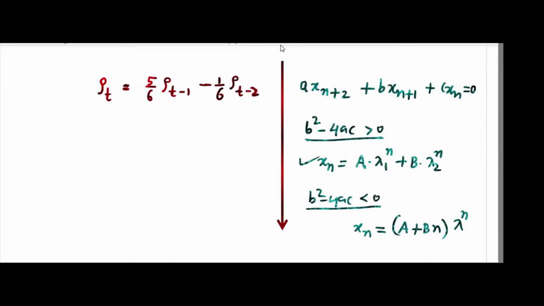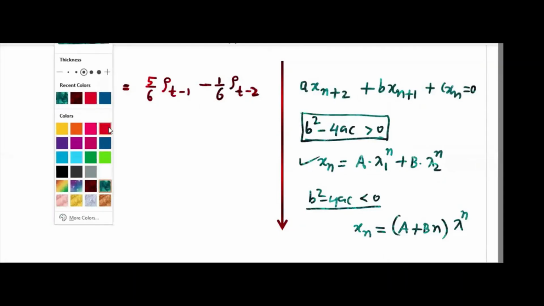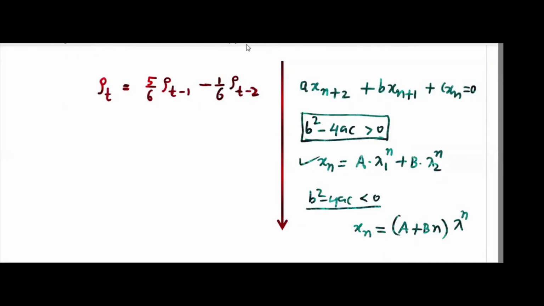Because most of the questions you will get, in fact all the questions till today, will normally use this one. Even in this question, for more details, you can go through the formula. Now here we'll bring all to the left hand side.